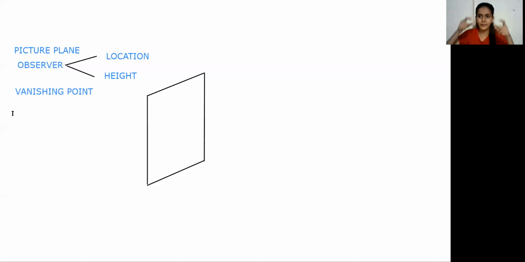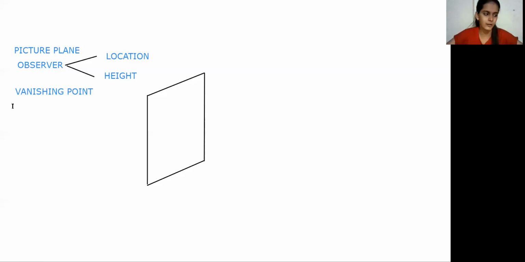If one set of parallel lines appears like non-parallel lines, it's a 1 point perspective view. If two sets of parallel lines appear like non-parallel lines, it's a 2 point perspective view, and the same for the 3 point perspective view. So vanishing point is nothing but the point where the sets of parallel lines, which are actually parallel but appear non-parallel only in perspective view, merge at a point. That point is known as the vanishing point.